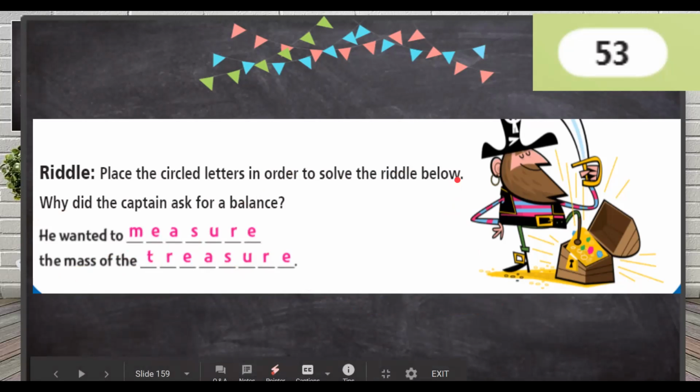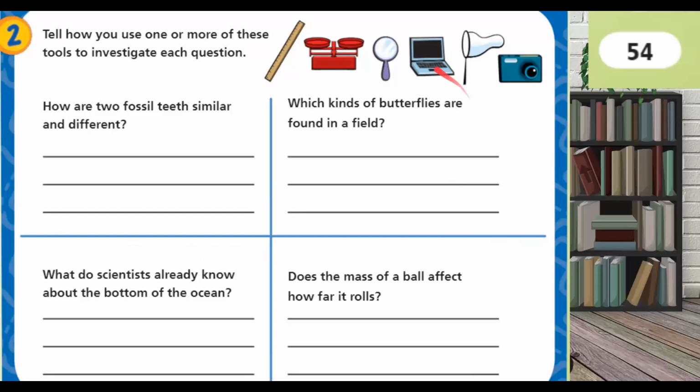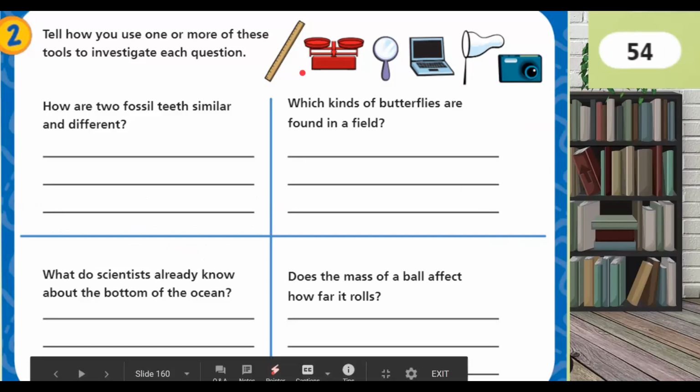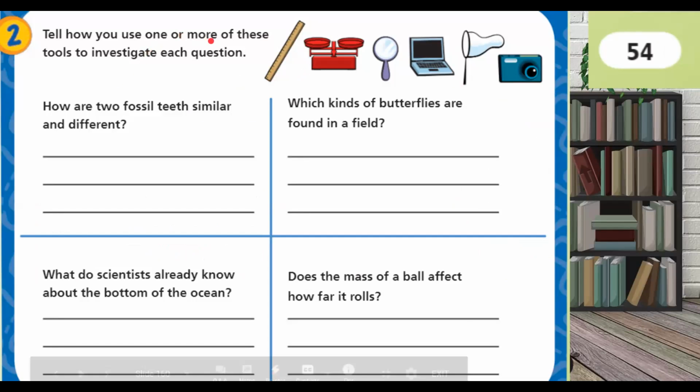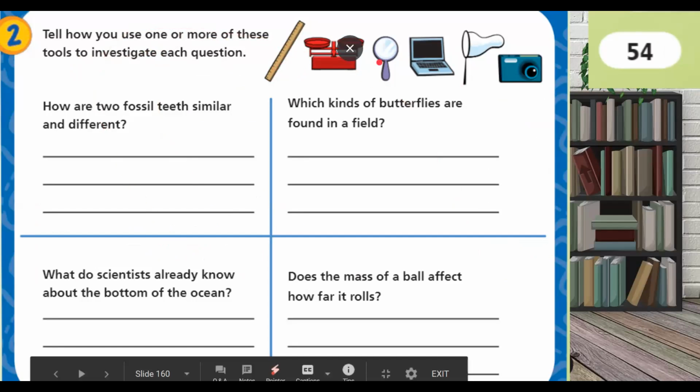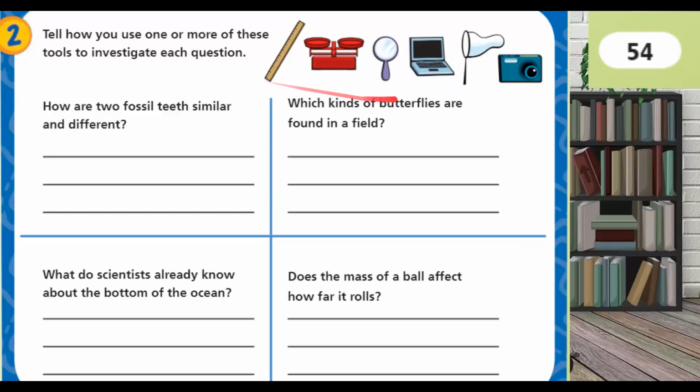Okay, guys. Now let's see what we have here. This is the last page, so open to page 54. Tell how you use one or more of these tools to investigate each question. You have 4 questions and maybe 6 tools. You don't need to use them all, but some of them you are going to use to investigate these questions.